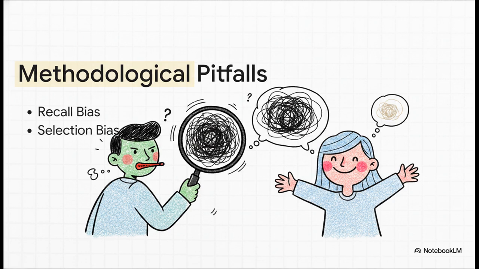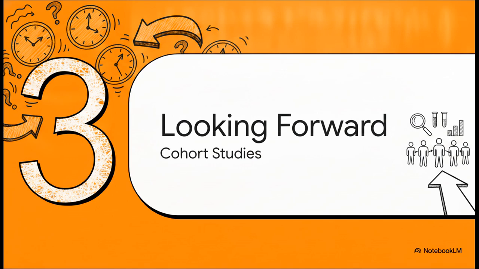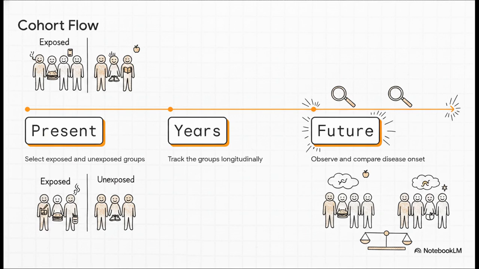And finally, this design just isn't ideal for evaluating really common diseases. It's definitely best reserved for tracking down rare conditions. All right, number 3. Looking forward. Cohort studies. If looking backward is full of biases, well, we need to look to the future.